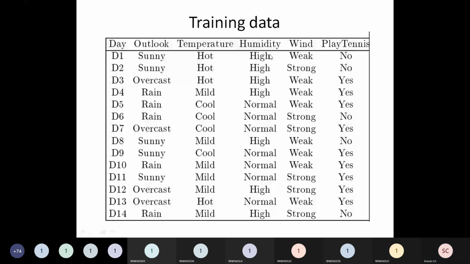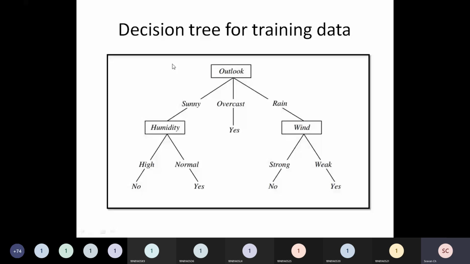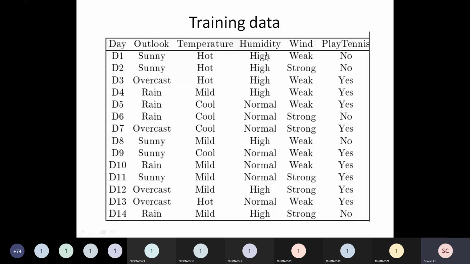Please don't get confused. Here the outlook parameter is overcast, so you have to take humidity values where the outlook is sunny, because we are coming from outlook in that tree. When the parameter is sunny, I'll come to humidity. If humidity is high, then in all such cases he is not going to play the tennis game. So if you observe here, in all sunny cases 1, 2, whenever it is sunny and humidity is high, output is no. Similarly, sunny, humidity is high, record number 8, output is no.